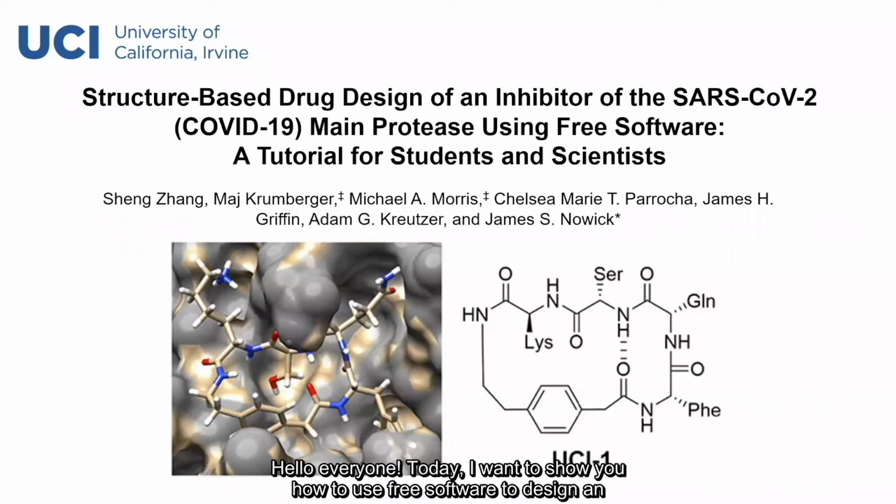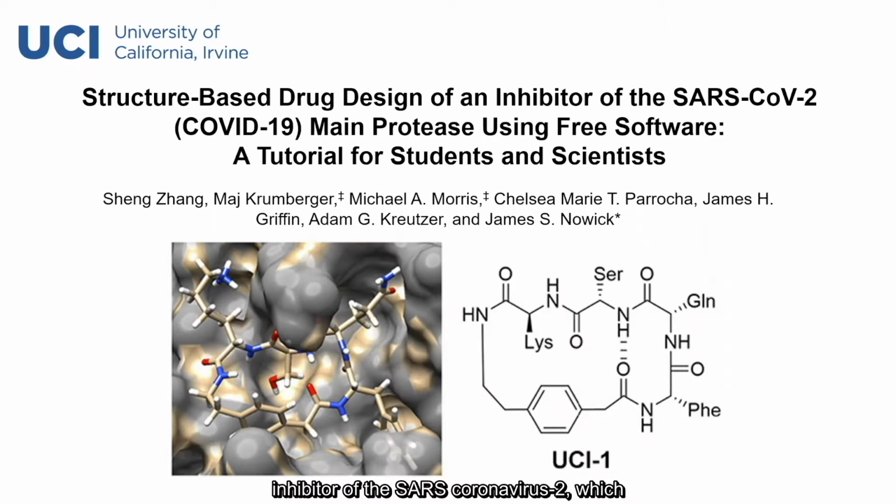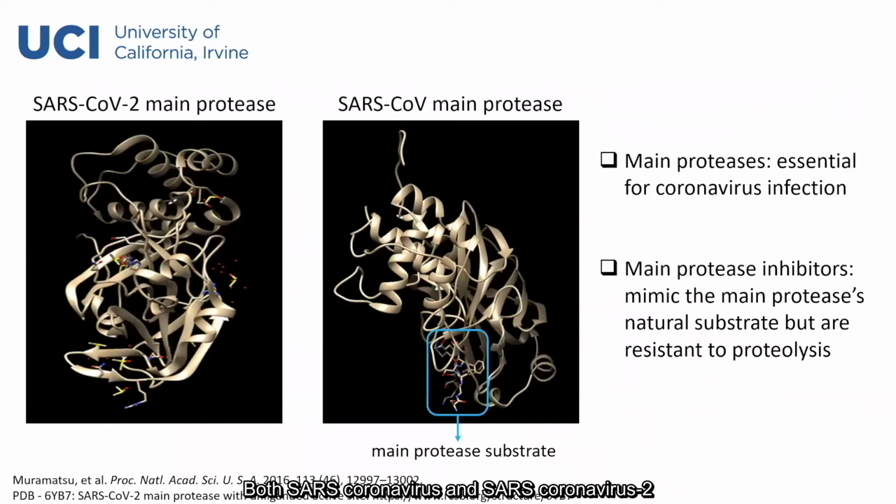Hello everyone. Today I want to show you how to use free software to design an inhibitor of the SARS-CoV-2, which causes COVID-19. I hope this tutorial can help you use free software to design your own drug candidates for COVID-19 and other diseases. Both SARS-CoV and SARS-CoV-2 use an essential enzyme called Mpro for their replication and infection.